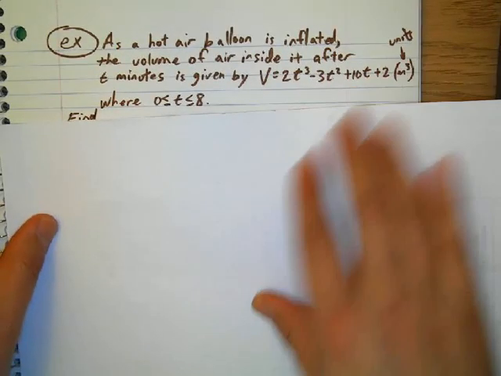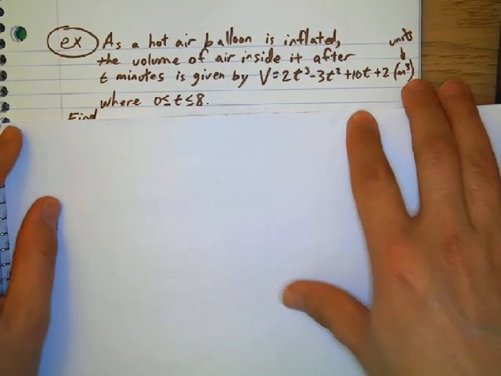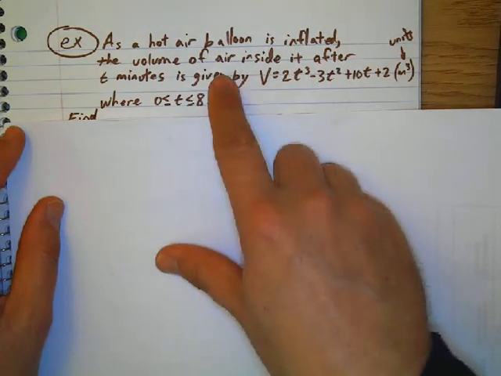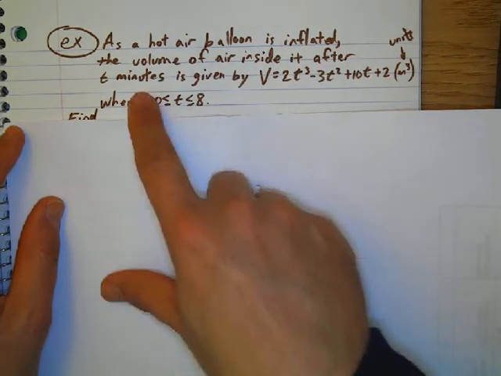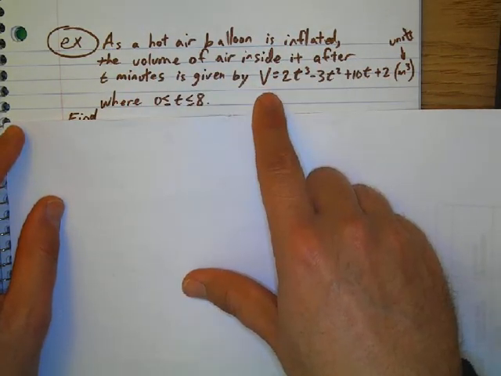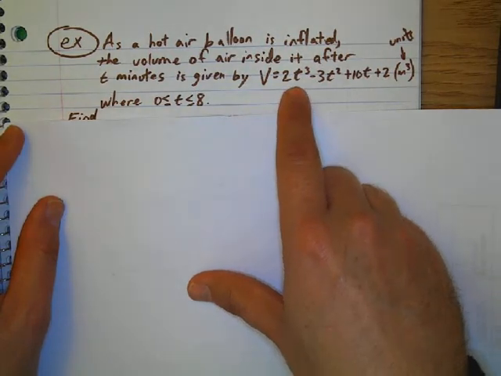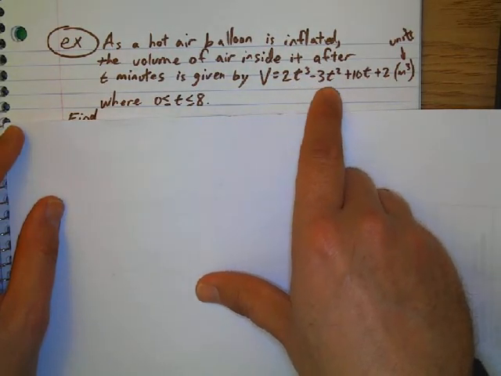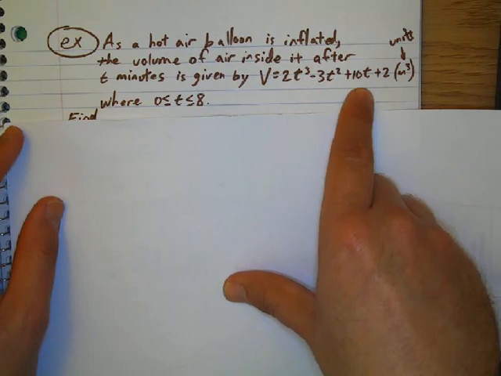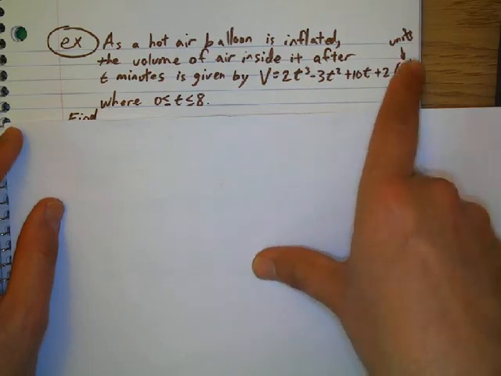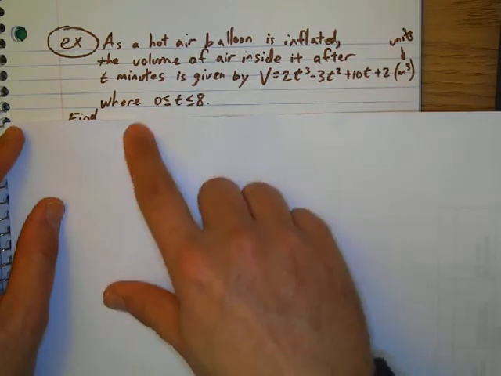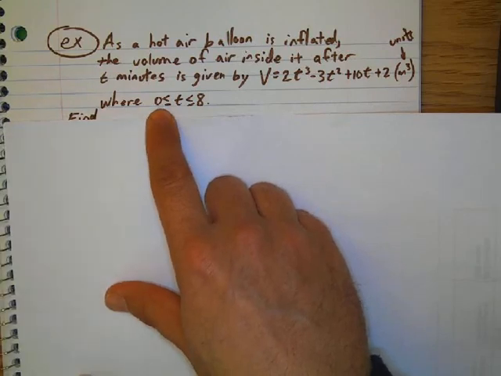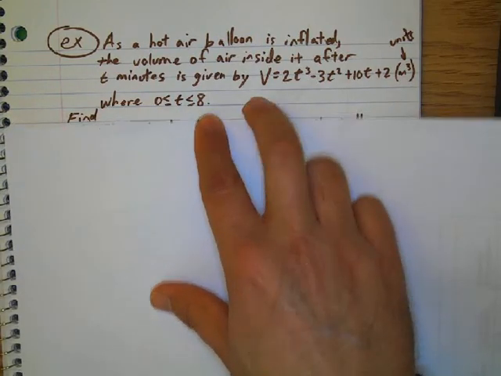Okay, so let's do an example. You have a hot air balloon and it's inflating, and the volume of the air inside after t minutes is given by this equation. V equals 2t cubed minus 3t squared plus 10t plus 2, and the units are meters cubed. And it's inflating between 0 and 8 minutes, okay?